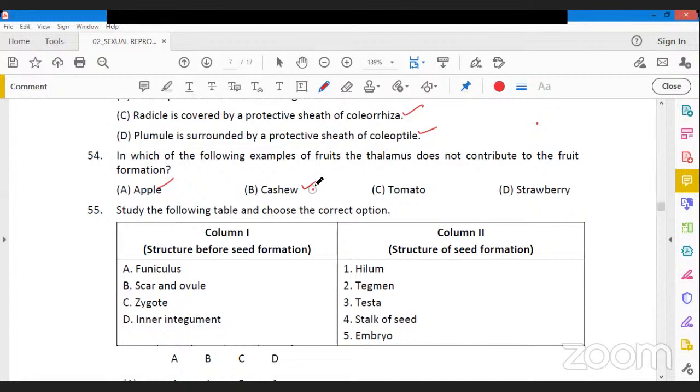So this cashew is also because of the thalamus. Tomato is not because of the thalamus, so it's a true fruit. Whereas strawberry is also thalamus, what we eat. So the correct answer is C. Got it? So D is wrong, B is wrong, A is wrong, because all of them are formed of the thalamus.